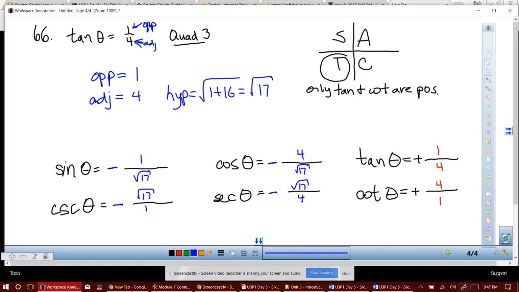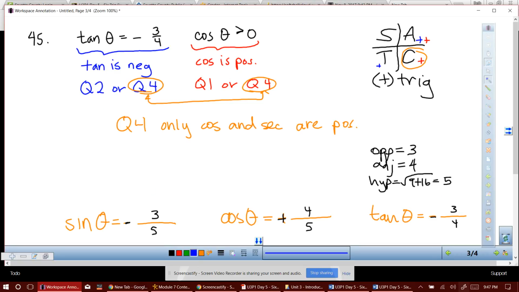All right? So again, let's recap. If they give me the quadrant, I'll just go ahead here and pick my quadrant out and know at that moment only tan and cotan were positive in quadrant 3 and all the rest had negative signs.